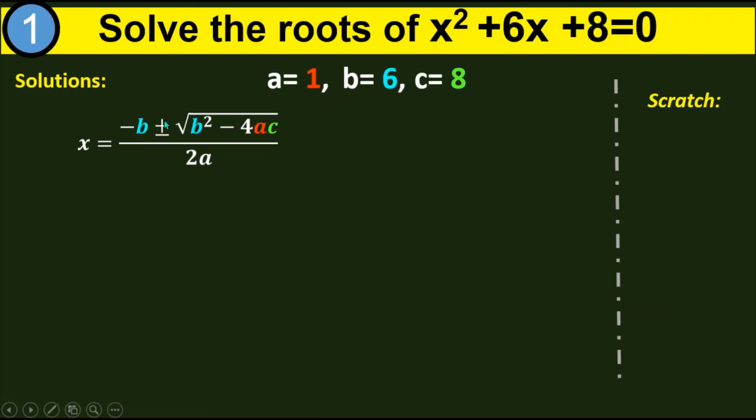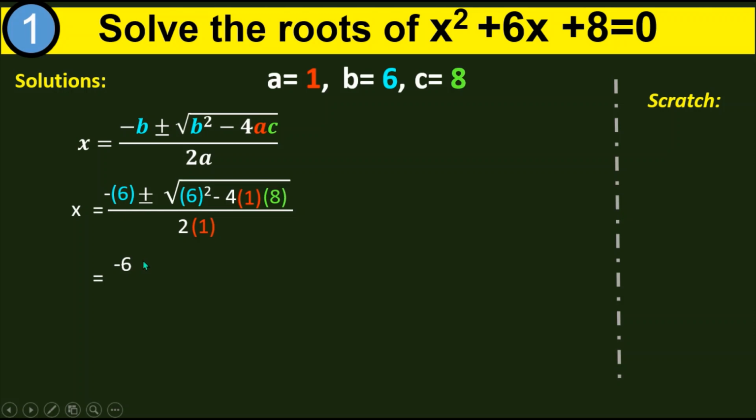x is equal to negative b plus and minus square root of b squared minus 4ac all over 2a. And then x is equal to negative b, which is negative 6, plus minus 6 squared minus 4 times 1 times c, which is 8, all over 2 times 1. And then x is equal to, inegate natin si 6, so we have negative 6 plus and minus square root of 6 squared is equal to 36 minus 4 times 1 times 8 equals 32, all over 2.